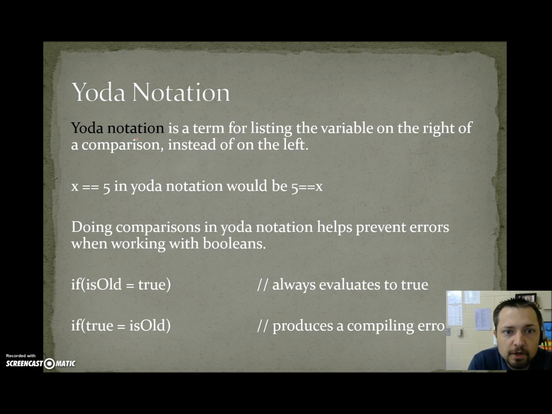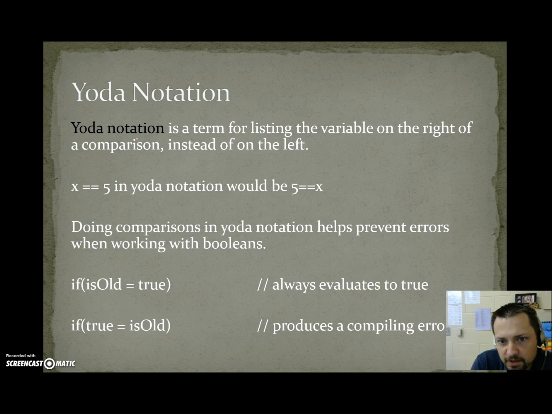Yoda notation. Yoda notation is a term for listing the variable on the right of a comparison instead of the left. I always do everything on the left because that's how I've been doing it since '98, so it's hard for me to change. But Yoda notation is better. So x == 5 is saying, does x equal the value 5? In Yoda notation, it would say, does 5 equal the value x? It's the same statement, it's just reversed.